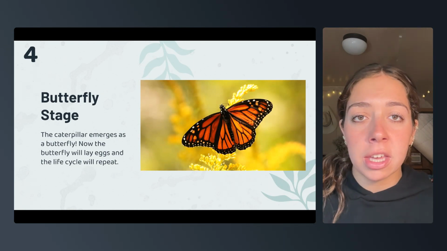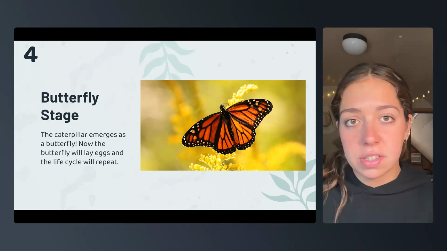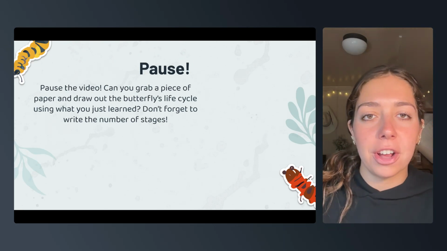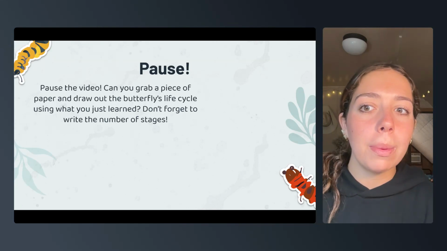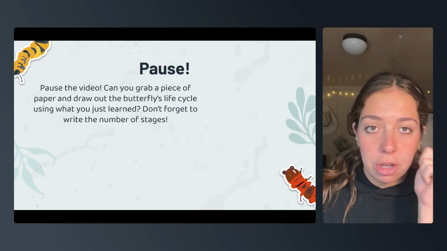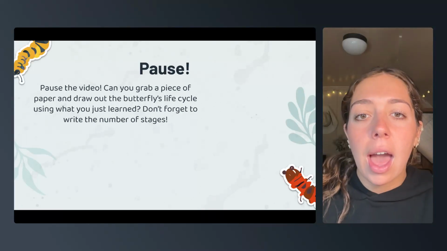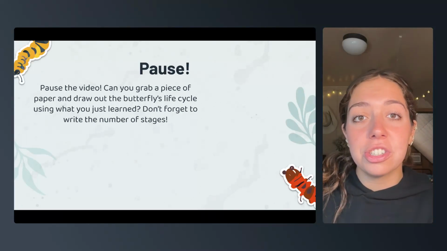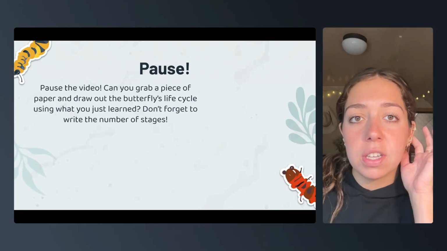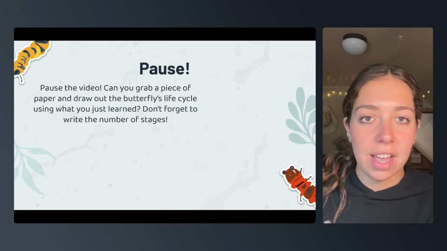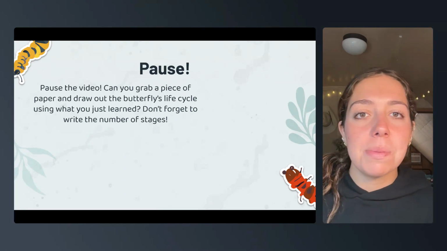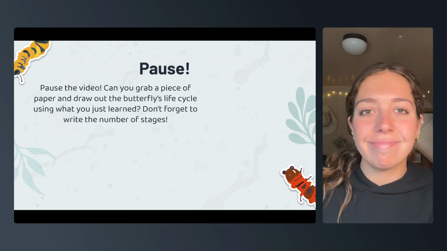So stop and think about those 4 stages that we just talked about. I want you to pause the video after I explain this, and I want you to grab a piece of paper and draw out the butterfly's life cycle just from memory, using your memory of what we just talked about. I want you to try your best to number each stage, draw a picture, or write the words of the stage to help you remember what exactly the stage was. So go ahead, pause the video, grab a piece of paper, and see what you can do.